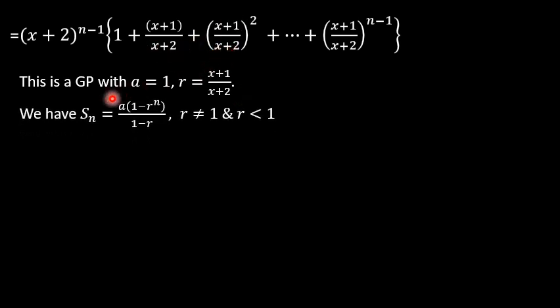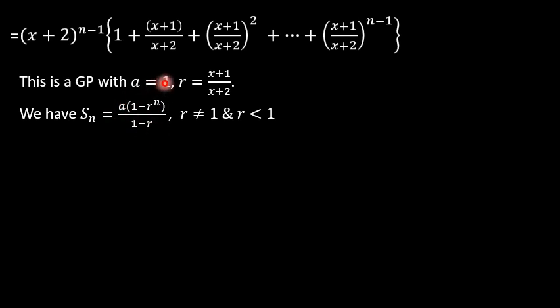We have the sum to n terms of a GP as Sn equal to a into (1 minus r^n) by (1 minus r), when r is not equal to 1 and r is less than 1. So this is a standard formula for a GP. When a GP is given up to n terms, the sum to n terms when r is less than 1 is given by a into (1 minus r^n) by (1 minus r).